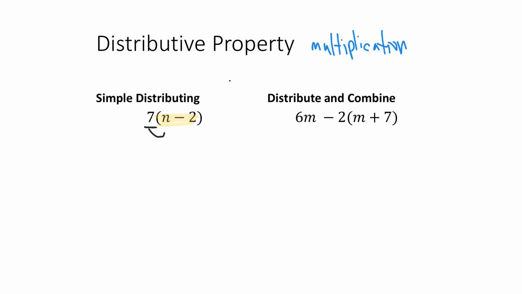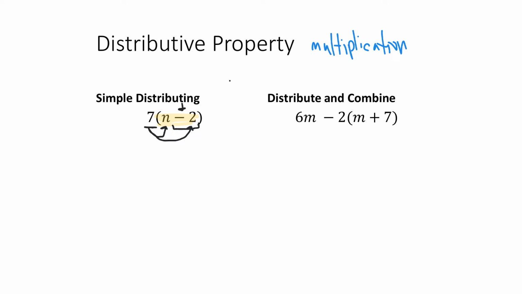And so the idea is that we're going to multiply 7 by the number here, the first term, which is n, and then multiply 7 by this other number, which is 2, and then keep the operation that is in the middle. Now that's going to be the important part, is keeping that operation. Now, if you want to, you can also think of this minus 2 as being a negative 2, which will help you with simplification and combining like terms.